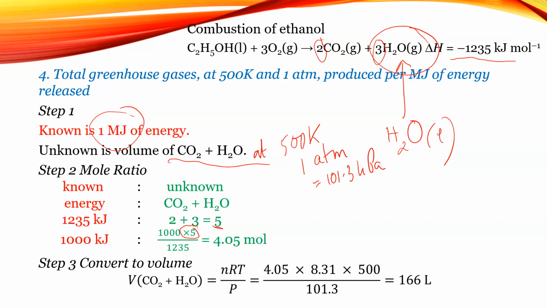That then goes in to our PV equals nRT equation, where the temperature is already given to us as 500. The pressure, remember, has to be in kilopascals, so it's 101.3, and that gives us 166 litres total greenhouse gases.